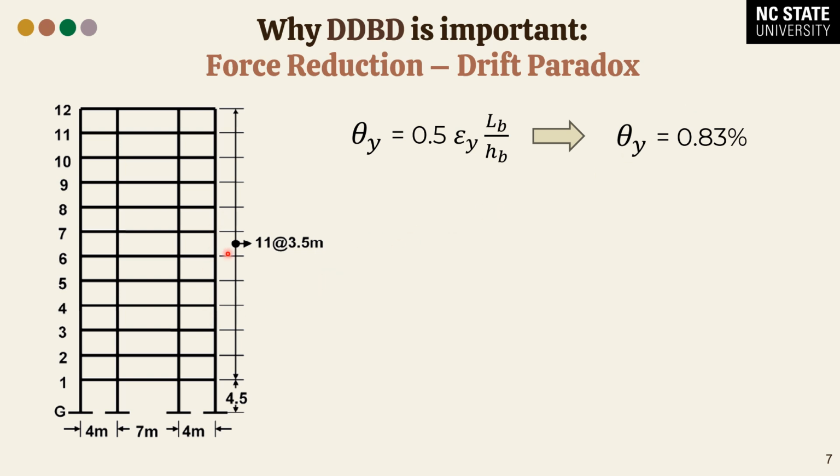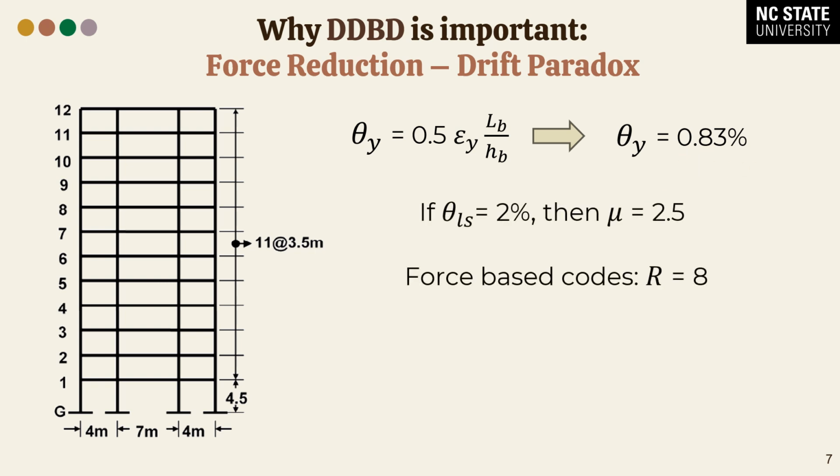If we take a multi-story building, such as the one shown here, we calculate the yield drift of such a structure. Given the parameters of the length of the bay and height of the beam, typical for a multi-story building, in this case we're getting a yield drift of about 0.8%. And if our limit state displacement is defined by 2% drift, which is typical for most codes, for example the US code, our design ductility in this case would be around 2.5, somewhere in that range. Yet our force-based codes use a force reduction factor of 8 in the US.